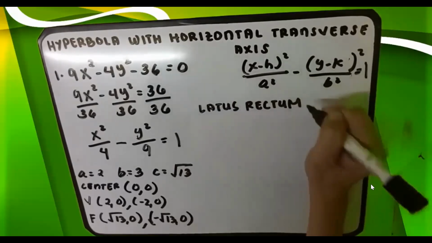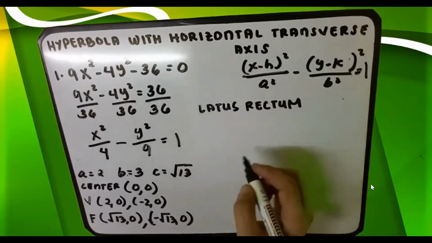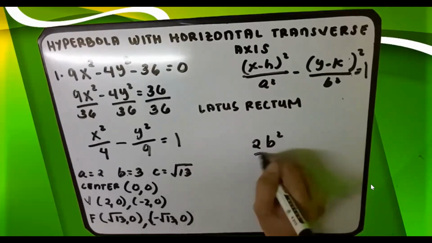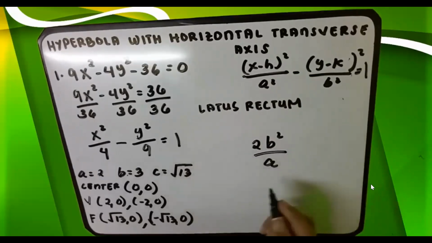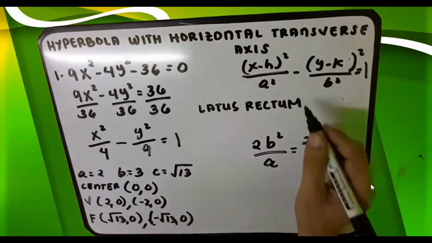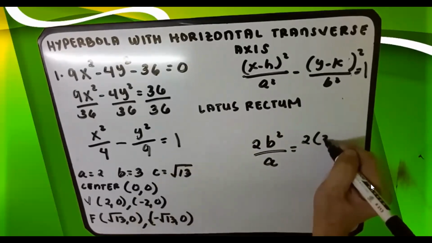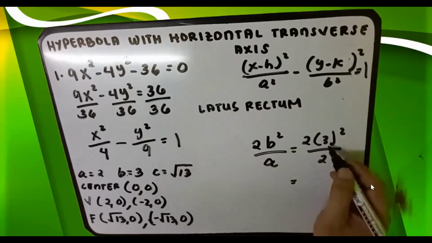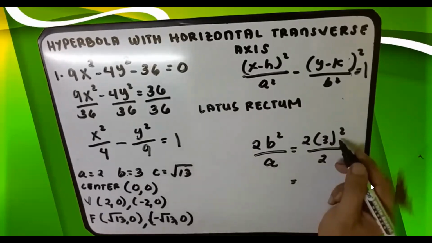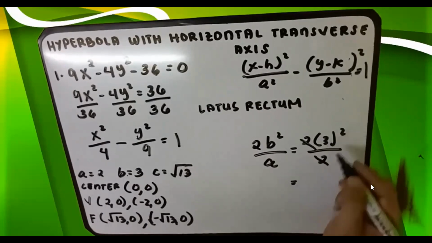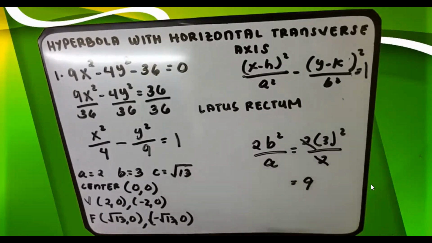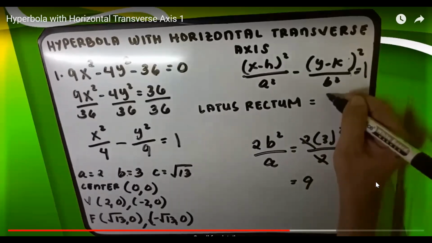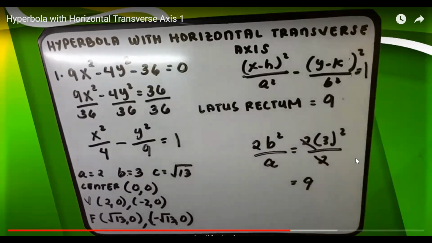Length of the Lattice Rectum. So that is 2b squared over a. Ang b natin ay 3 squared, ang a natin is 2. So that is 3 multiplied by 3, 9. Cancel na lang pala natin to. 3 multiplied by 3 is 9. So ang Lattice Rectum natin is 9. Ibig sabihin yung length ng Lattice Rectum natin ay 9.